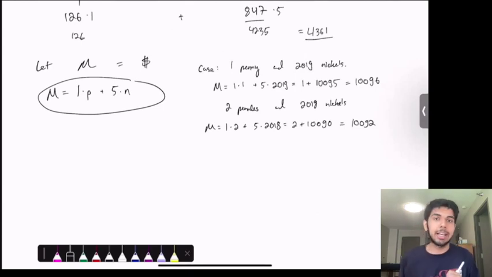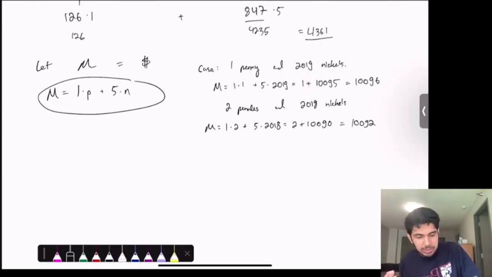This should make sense. It should make sense because we are removing 1 nickel. From 2019 to 2018, we're removing 1 nickel. We're losing 5 cents, but in return, we're adding a penny. We're gaining 1 cent back. So each time we do this thing where we increment the amount of pennies by 1 and decrement the amount of nickels by 1, we're going to lose 4 cents.